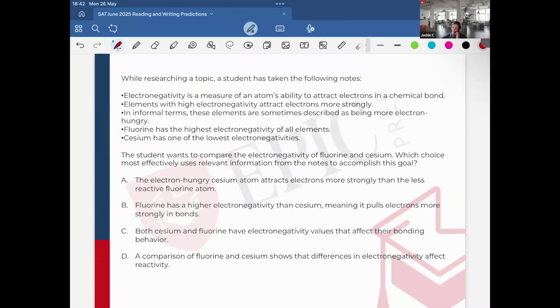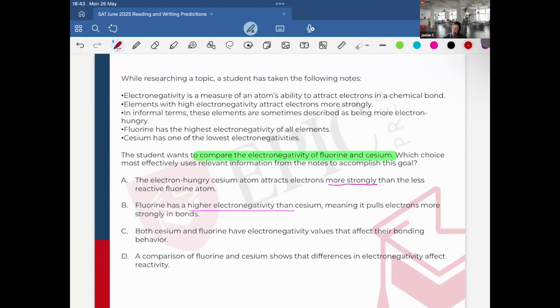Okay, and next up, this one. While researching a topic, a student is taking the following notes. So the student wants to compare the electronegativity of fluorine and cesium. Which choice most effectively uses relevant information from the notes to accomplish this goal? Okay, so option A, the electron-hungry cesium atom attracts electrons more strongly than the less reactive fluorine atom. B, fluorine has a higher electronegativity than cesium, meaning it pulls electrons more strongly in bonds.